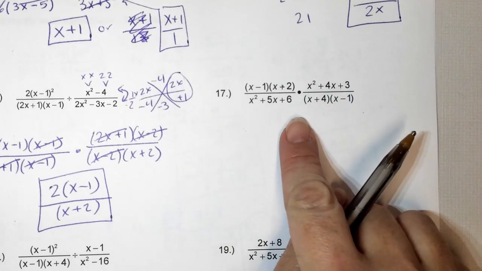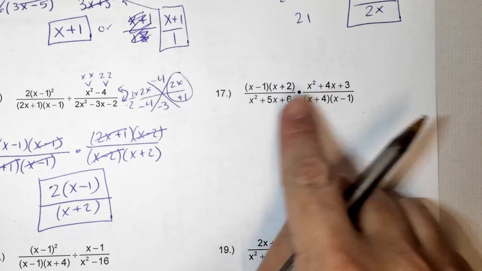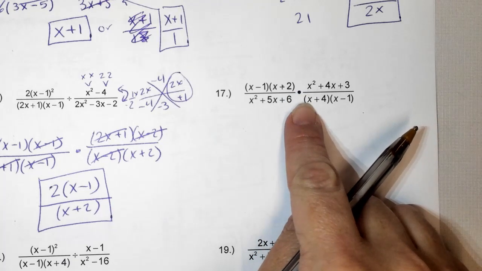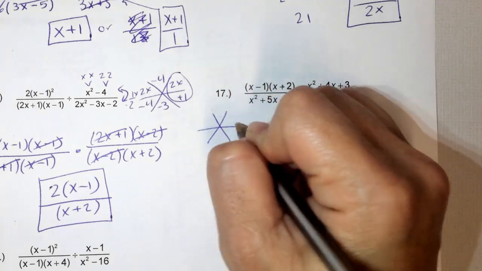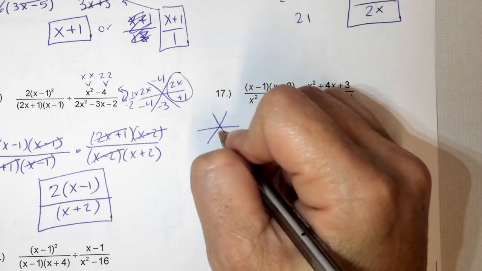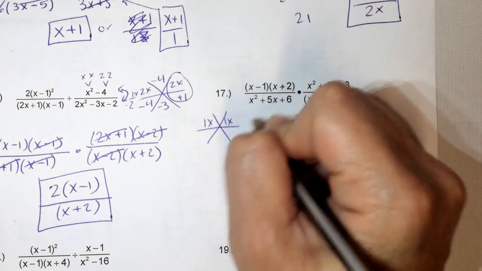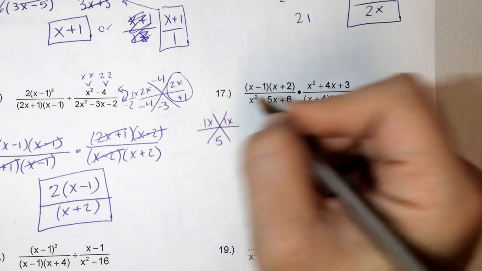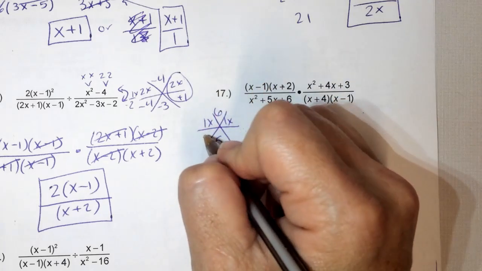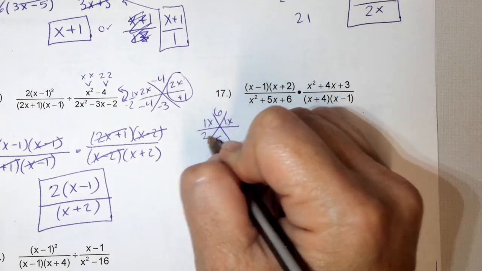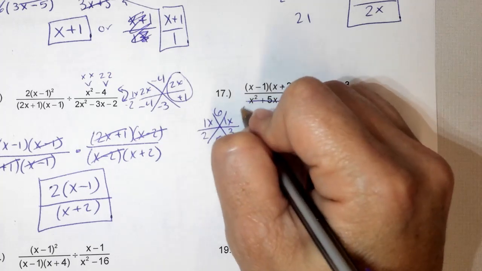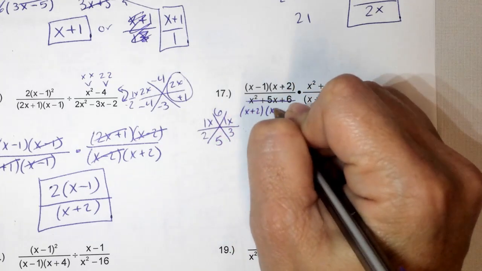And again, this is super nice. Some of it's factored for us, 2 of them are not. It's multiplication, so I'm not flipping anything. So I don't even really have to rewrite the whole thing. A is 1, b is 5, a times c is 6. So the 1 times 6 does not give me 5, but 2 and 3 do. So this becomes x plus 2, x plus 3.